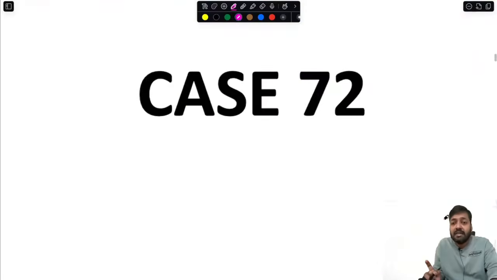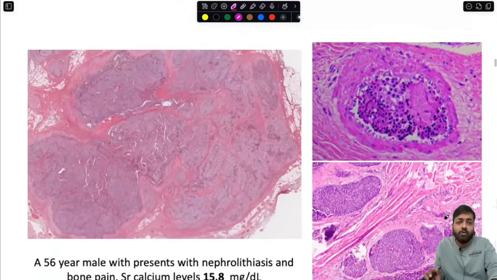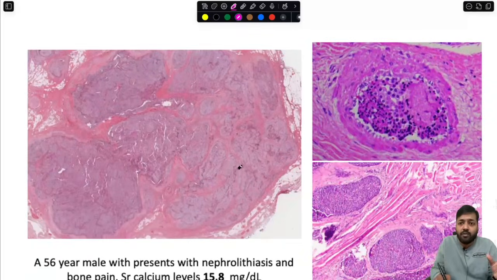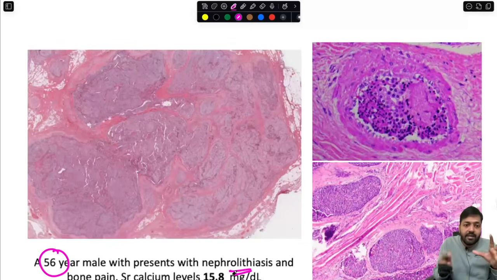Now coming to the second case, case number 72. So we can see an infiltrative tumor mass over here. First, let us look at the history. It is a 56-year-old male presenting with nephrolithiasis, so there is a renal disease along with bone pain. So there is simultaneous renal and bone disease.